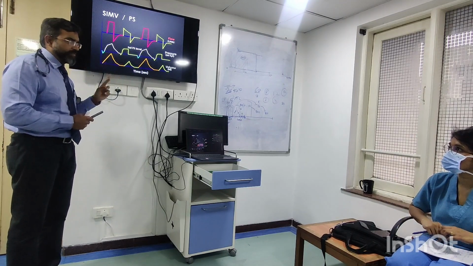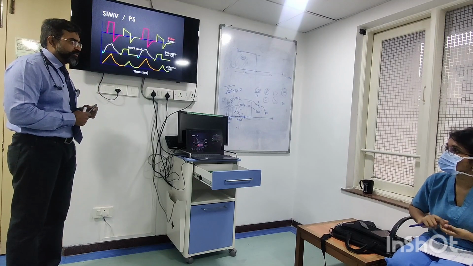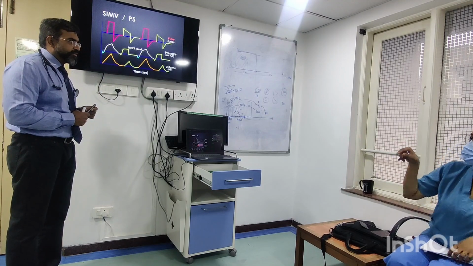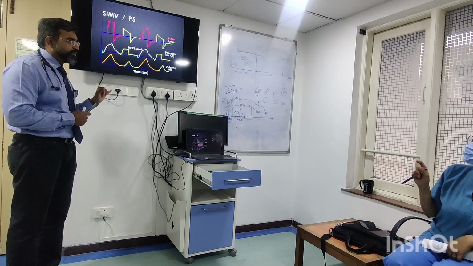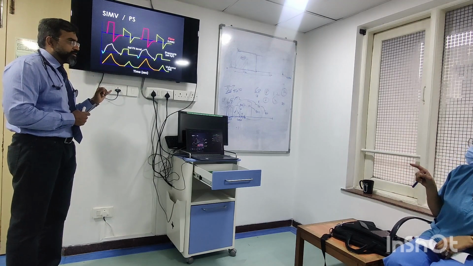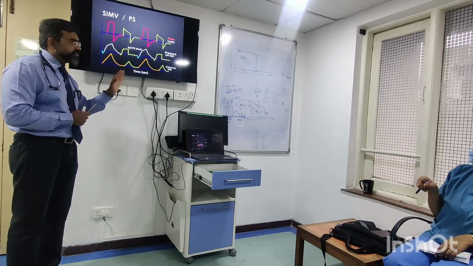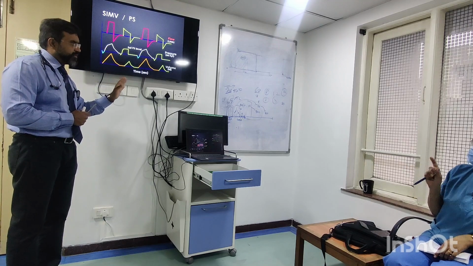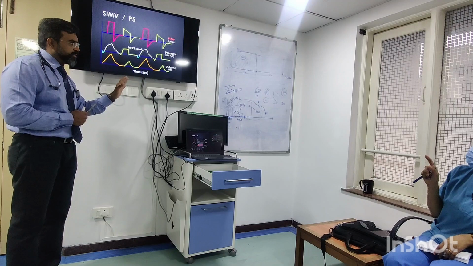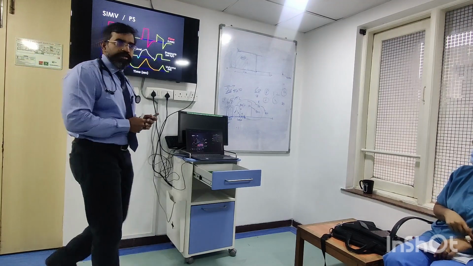So what is the first breath type? That is ventilator regulated. So that is patient triggered, then volume limited, and time cycled. And the second breath is patient triggered, pressure limited, and flow cycled. Excellent. Okay, clear on this?